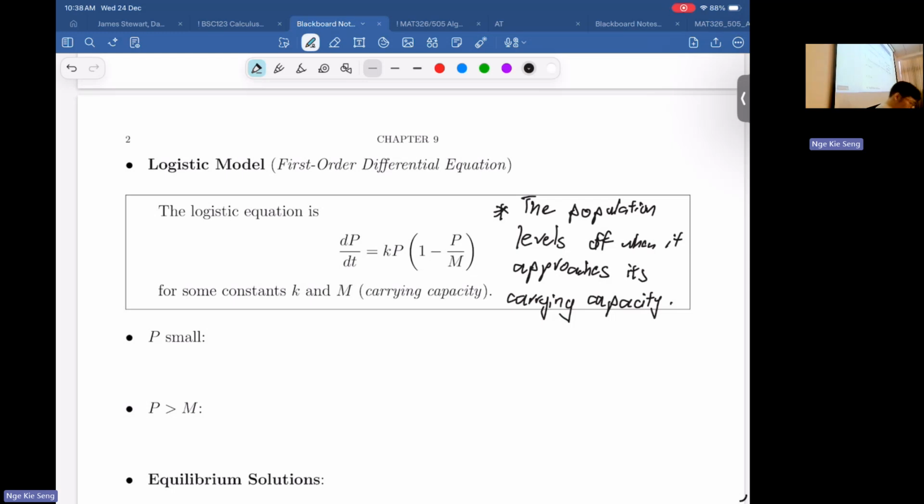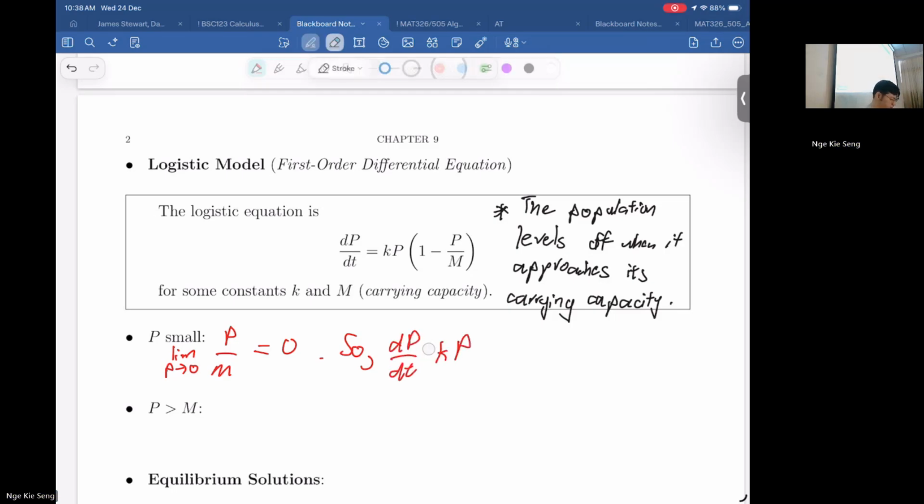All right. So when p is small, what happens? When p is small, p over m is almost zero. I can write it like this: the limit as p goes to zero of p over m is equal to zero. More precisely, in this case what you get for dp over dt is just the case that we saw before. Almost.